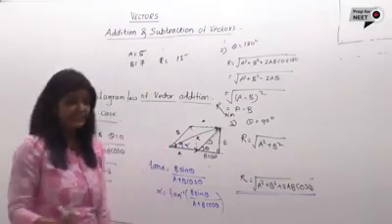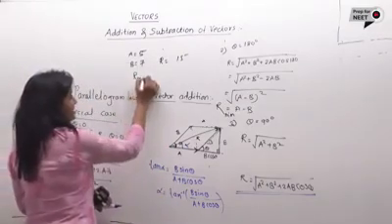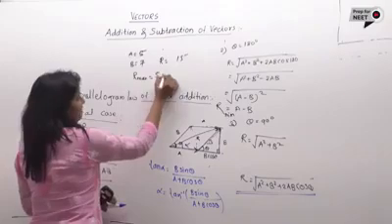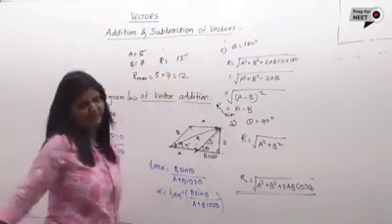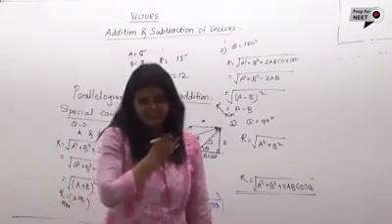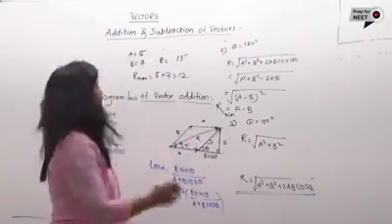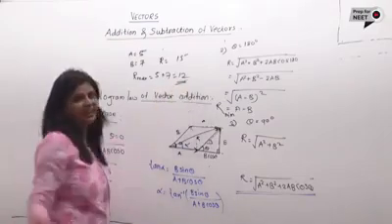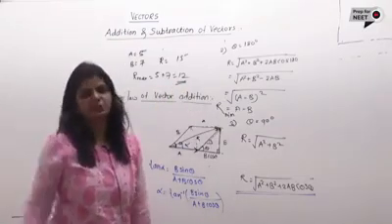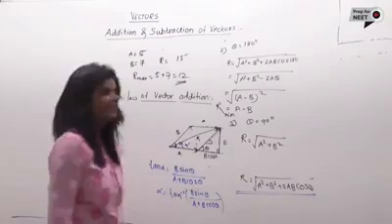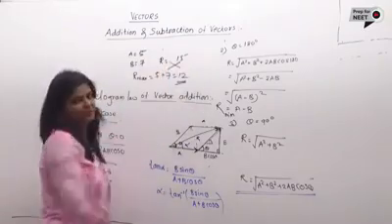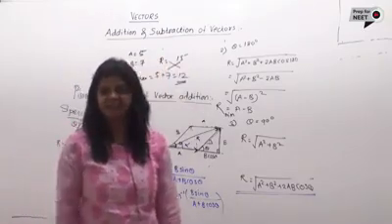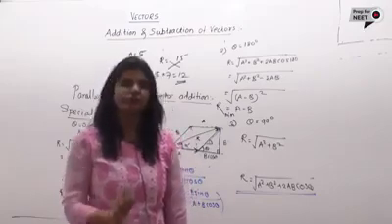If you check this, R max is nothing but 5 plus 7, which is 12. So you should identify that there is no possibility of a resultant greater than 12, right? So this is not possible. The maximum value of the resultant is equal to 12.